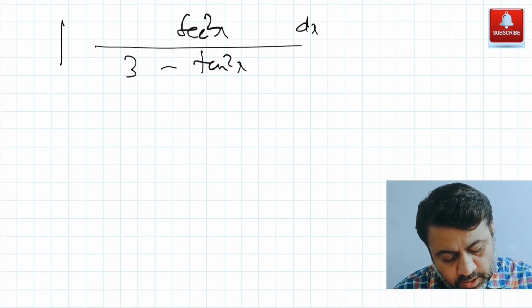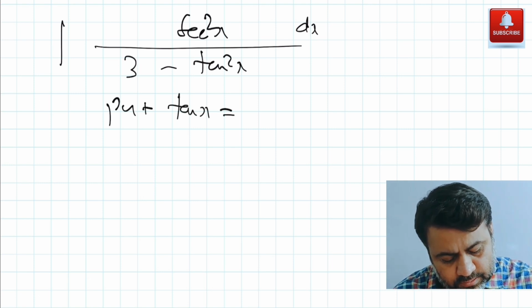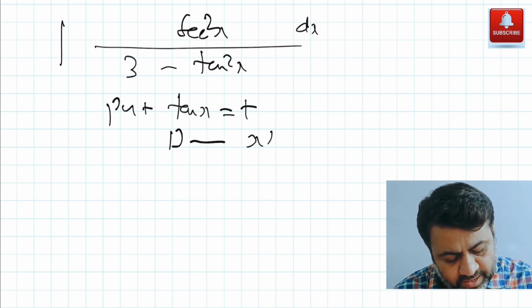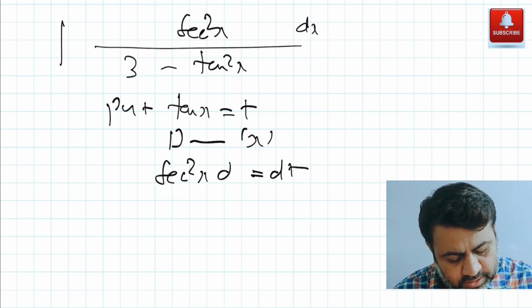Now, substitution. Okay, so put tan x as t. Differentiating with respect to x, the derivative of tan x will be sec square x, dt by dx, with dx on the other side. So tan x as t, sec square x dx will be dt.